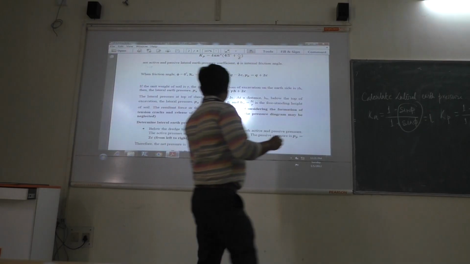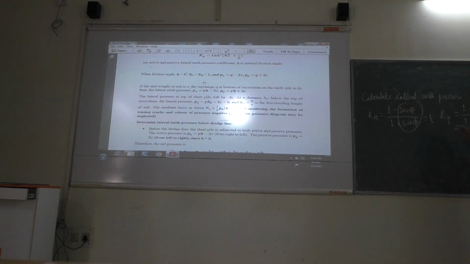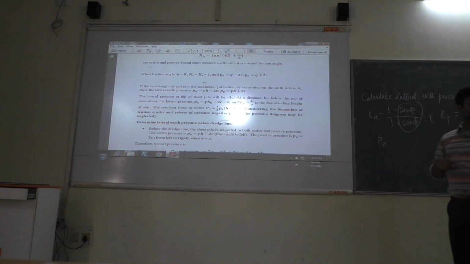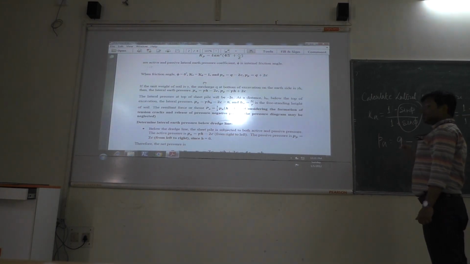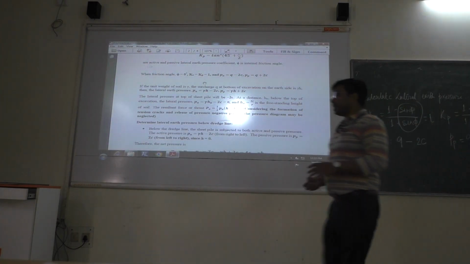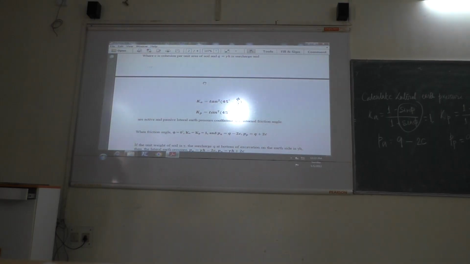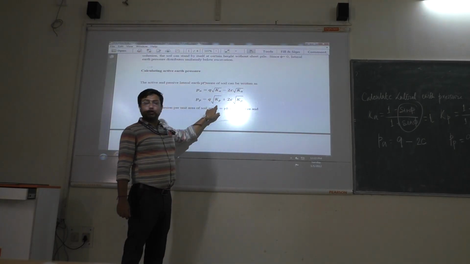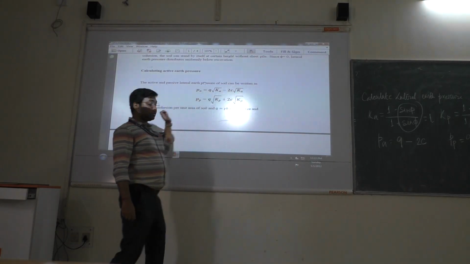Now, if KA and KP are 1 for cohesive soil, what will be the PA, small pa, that is the active earth pressure? From the equation, Q minus 2C root over KA, and PP is Q plus 2C root over KP. From these, KA is equal to 1, KP is equal to 1. Put KA and KP equal to 1: Q minus 2C, Q plus 2C, that is PA and PP.